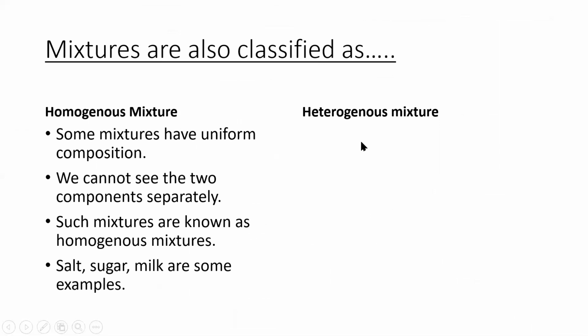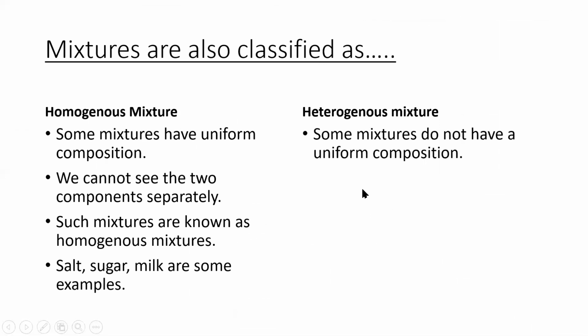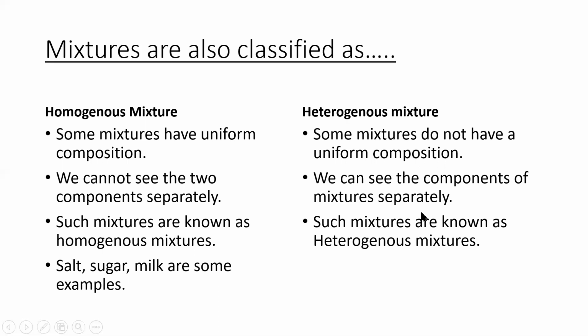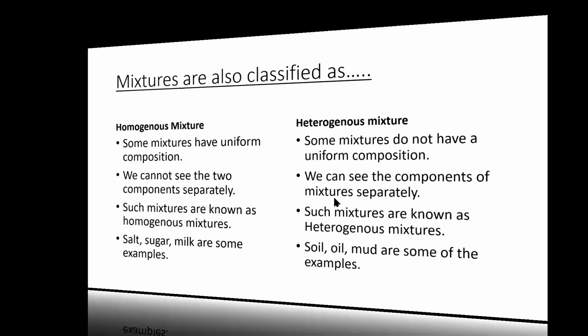Now let's move on to the heterogeneous mixtures. Some mixtures do not have uniform composition. We can see the components of the mixture separately. Such mixtures are known as heterogeneous mixtures. Examples are soil, mud, oil, etc.